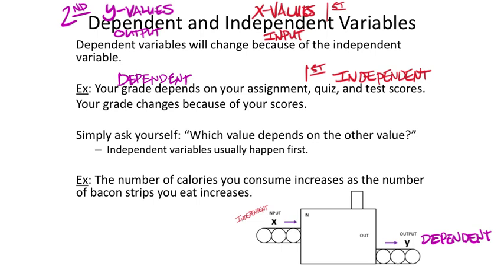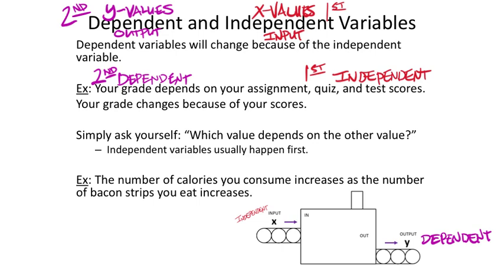Okay, so yeah, the dependent, the grade happens second. Now you could simply ask yourself, which value depends on the other value, but generally speaking, students do better if they understand the order of things. So yeah, independent usually happens first. That's what it's saying. This next example says, the number of calories you consume increases as the number of bacon strips you eat increases, which I guess makes sense.